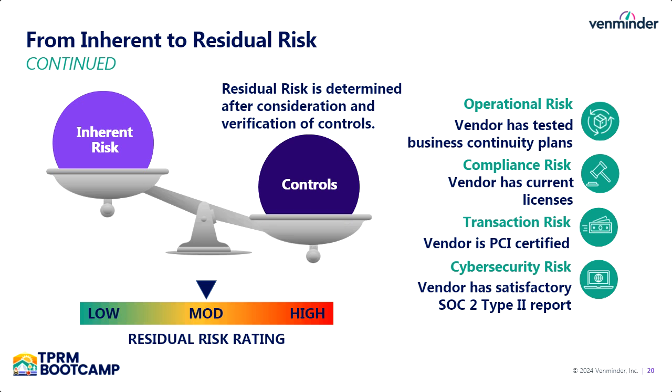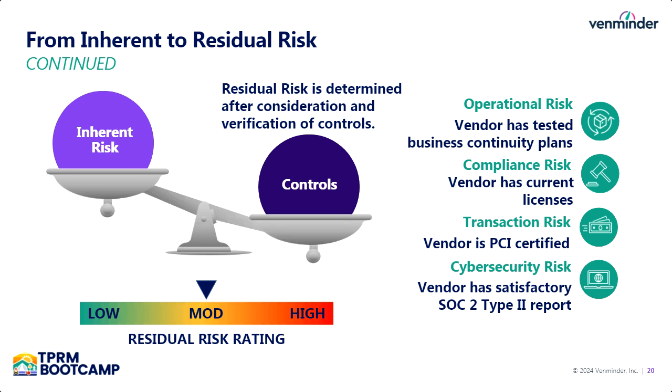So we've gone in and done our due diligence. We've collected all the information and we've reviewed their controls. And what we've seen is that, yes, the vendor has a tested business continuity plan, so that kind of addresses some of our operational risks. They have all their current licenses, so that reduces the compliance risk. They are PCI certified, so that's reducing some of the transaction risk. And they have a satisfactory SOC 2 Type 2 report, which reduces a lot of the cybersecurity risk.